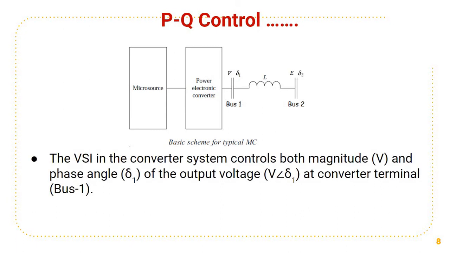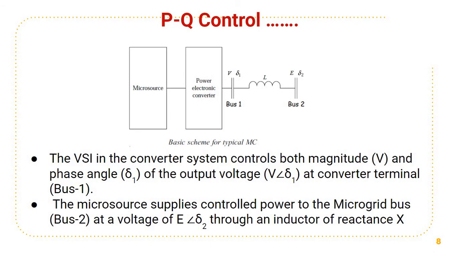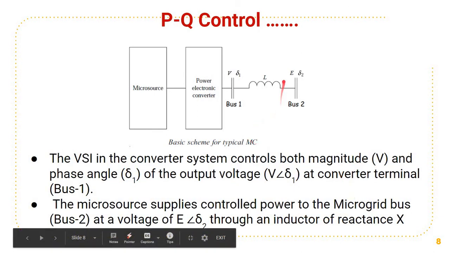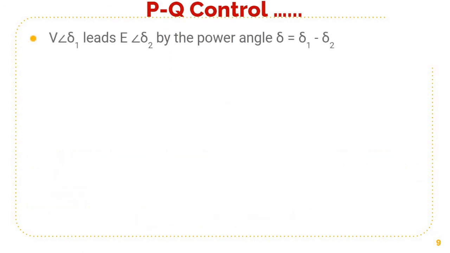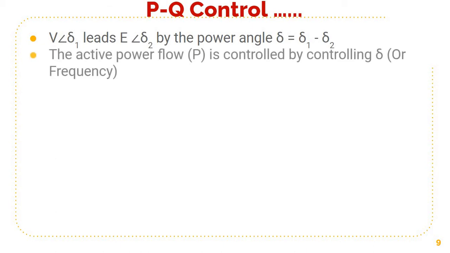The voltage source inverter in the converter system controls both magnitude V and the phase angle delta 1 of the output voltage V angle delta 1 arriving at bus 1, or we say it is the converter terminal. The microsource supplies controlled power to the microgrid bus, we call it bus 2, at a voltage of E angle delta 2 through an inductor of reactance X. Now V angle delta 1 leads E angle delta 2 by the power angle given by delta equals delta 1 minus delta 2.